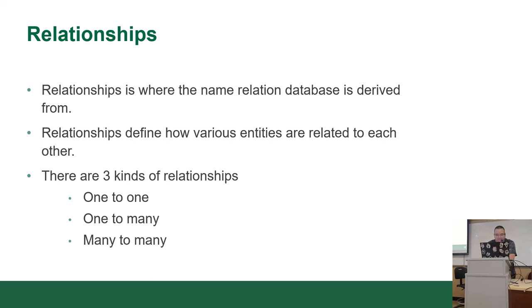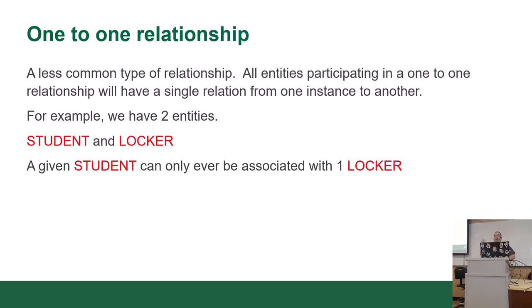All right. So I'm going to talk about the three kinds of relationships. A one-to-one relationship is not a common type of relationship. It's a perfectly valid type of relationship. Essentially, every entity participating in a one-to-one relationship only has a single connection to another entity. For example, student and locker.